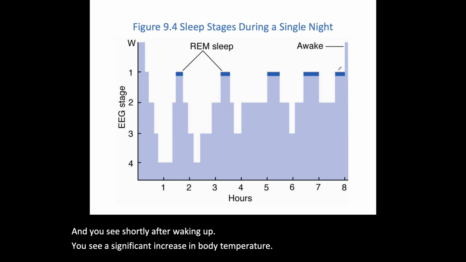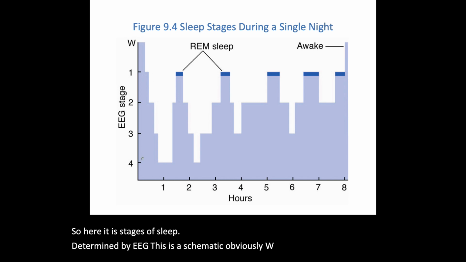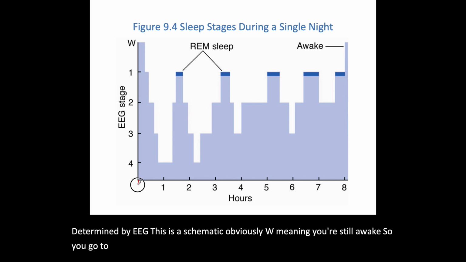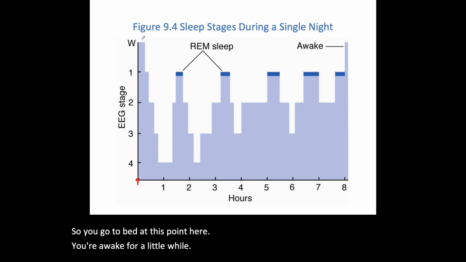Here, what's being shown is a healthy, typical night of sleep. Let me show you how to read this chart here. So, here are the stages of sleep determined by EEG. This is a schematic, obviously. W, meaning you're still awake. So, you go to bed at this point here. You're awake for a little while, hopefully not too long, 10-15 minutes. And then you drop into stage one sleep. And you stay in stage one for 5-10 minutes.